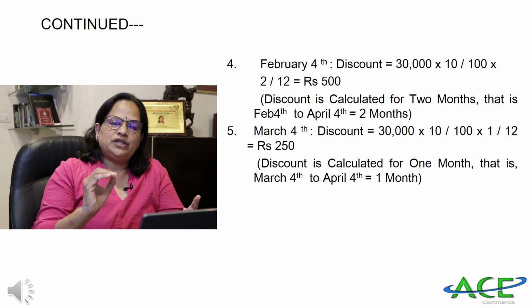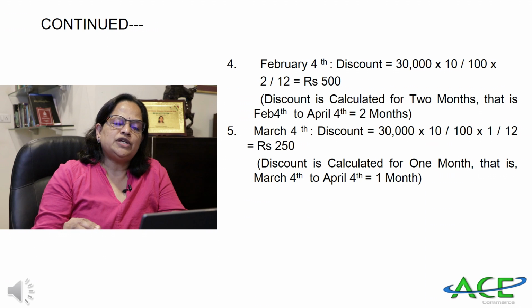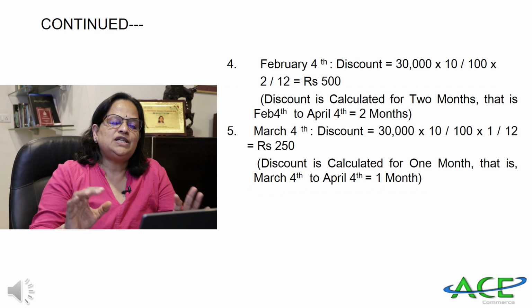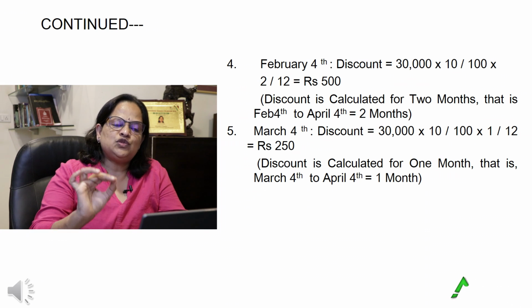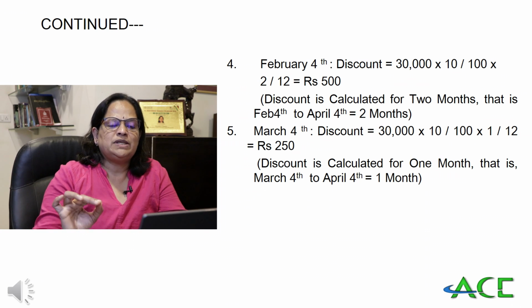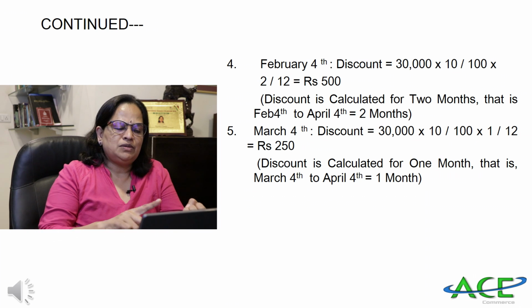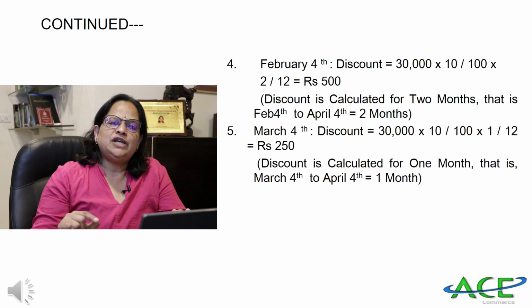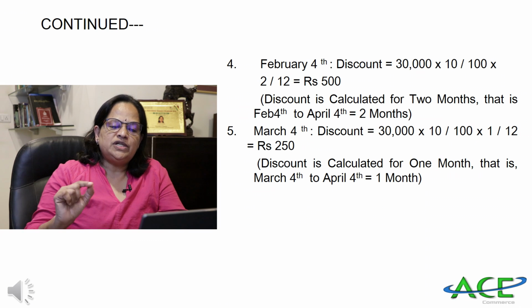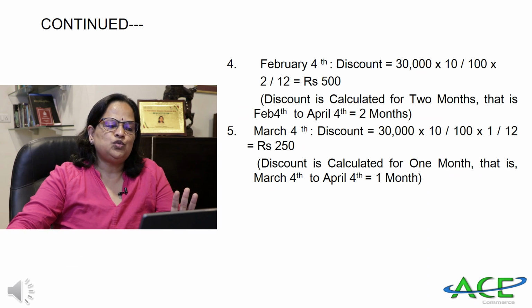So if the bill is discounted with the bank on February 4th, the discount is equal to 30,000 into 10 by 100 into 2 by 12, that is 500 rupees. So here the discount is calculated for 2 months, that is February 4th to April 4th. Next, if the bill is discounted on March 4th, then it's only 1 month, March 4th to April 4th. The discount is equal to 30,000 into 10 by 100 into 1 by 12, that is 250. So the discount is calculated for 1 month.